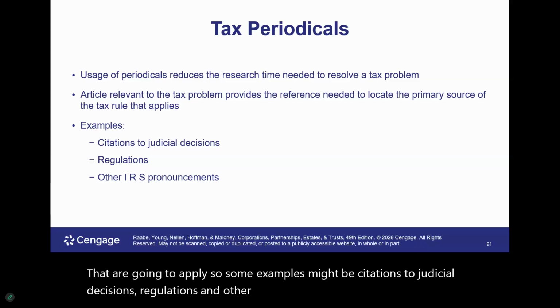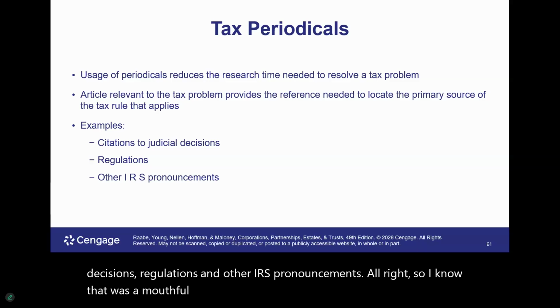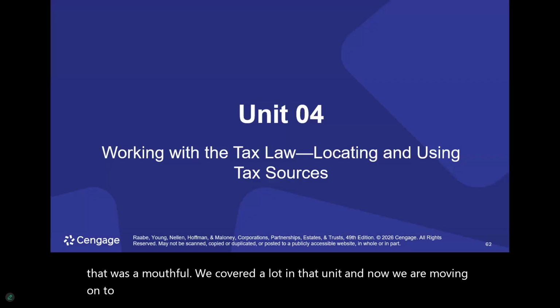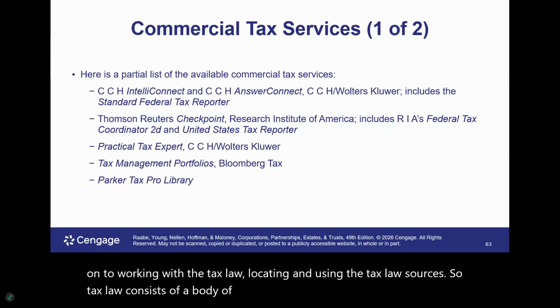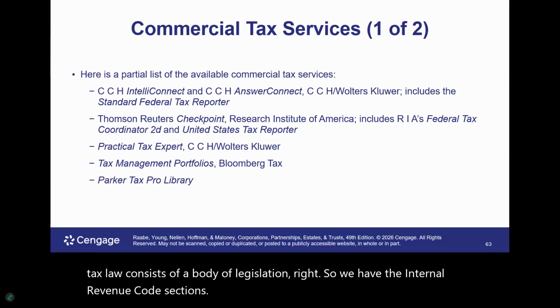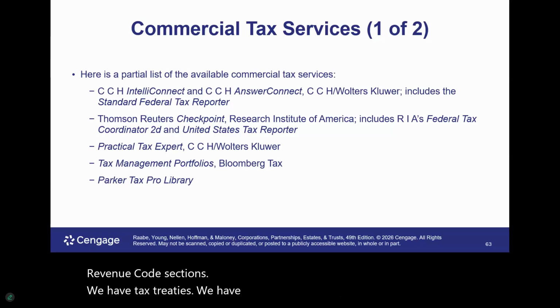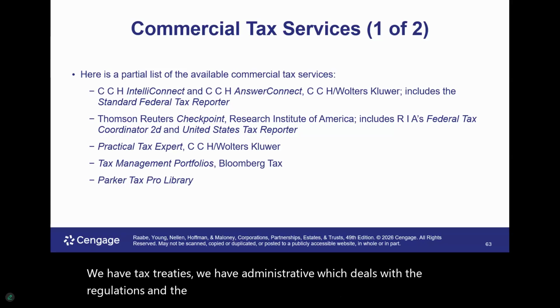All right, so I know that was a mouthful. We covered a lot in that unit. And now we are moving on to working with the tax law, locating and using the tax law sources. So tax law consists of a body of legislation, right? So we have the Internal Revenue Code sections, we have tax treaties, we have administrative, which deals with the regulations and the rulings, and then we have judicial, which are the court cases and their pronouncements.